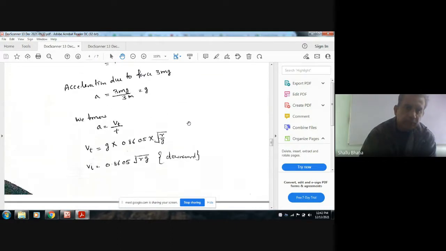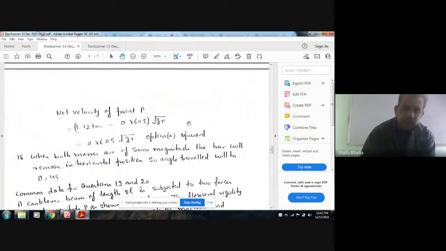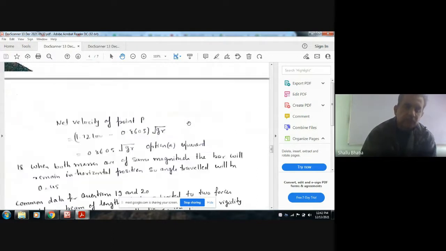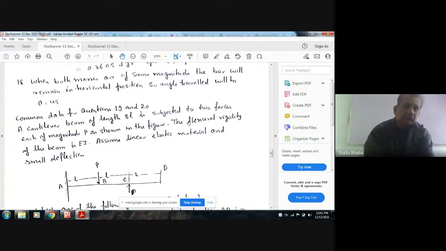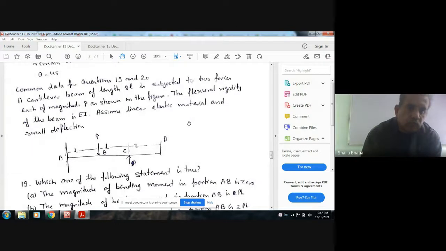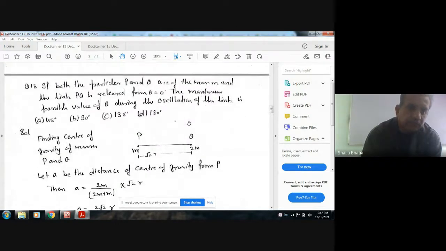Now 18th question: when the two masses are equal, then there will be no rotation. So it will travel horizontally, so theta will be 45. So the 18th answer will be 45.